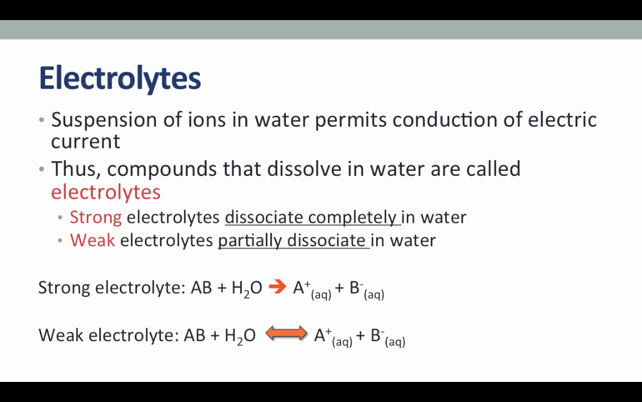In your experiment today, you'll be combining 7 strong electrolytes and looking to see if they form an insoluble product. This is called deriving net ionic equations.